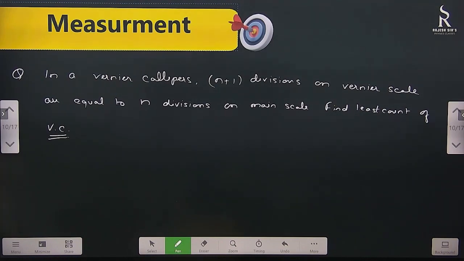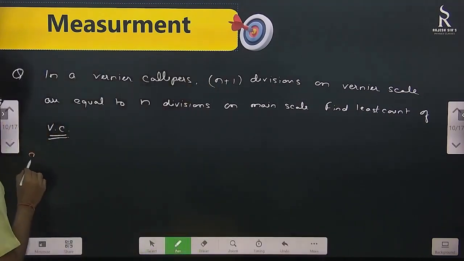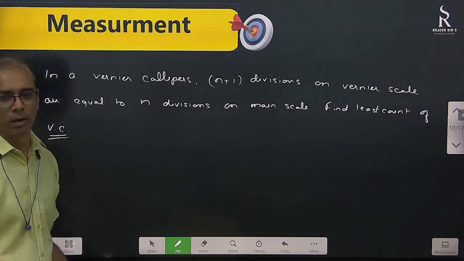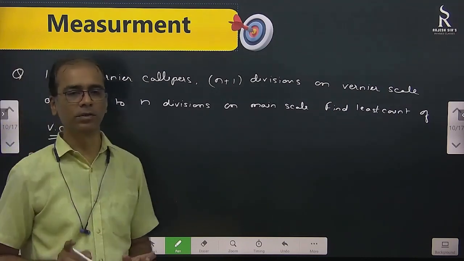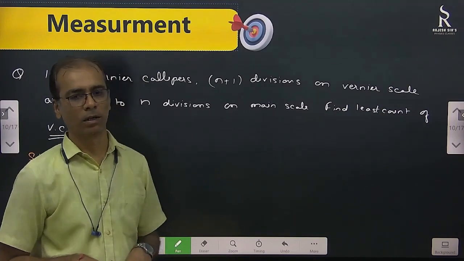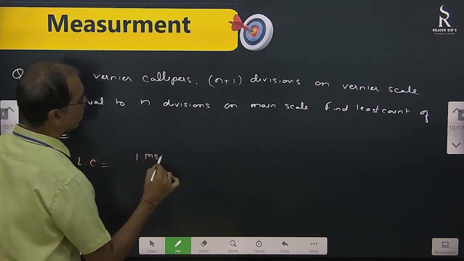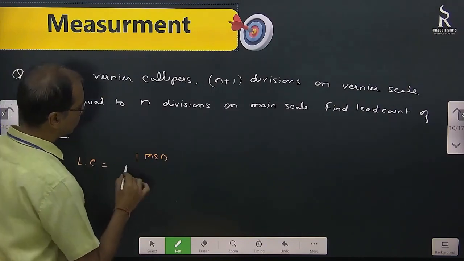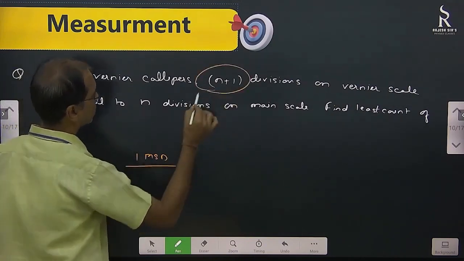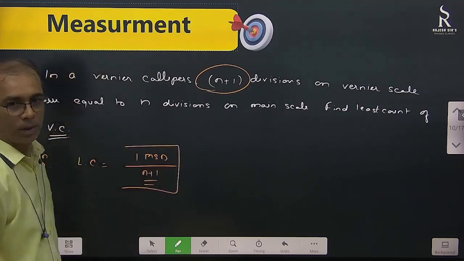Noted? What to do? Actually, the answer we know already. What should be the answer? The generalized answer says least count is 1 main scale division by number of divisions in vernier scale. So least count should be 1 main scale division. He has not given whether main scale division is 1 mm or what, so it will be in MSD only. So 1 main scale division by number of divisions in vernier scale, n plus 1. Now this should come because this is the generalized form. Our answer should be this.